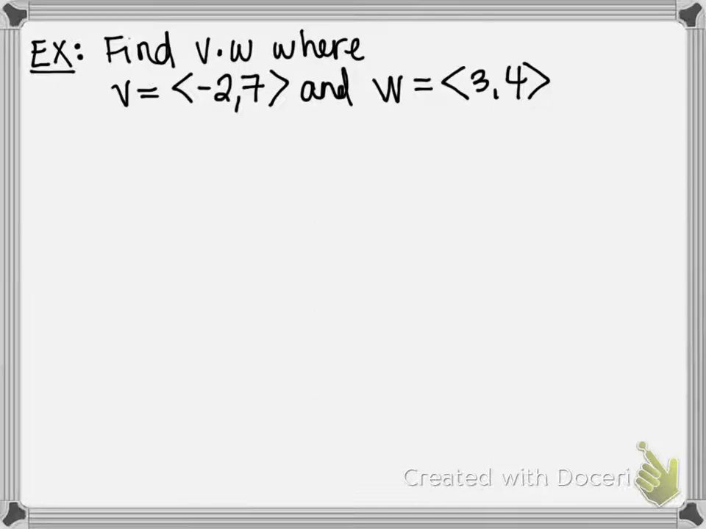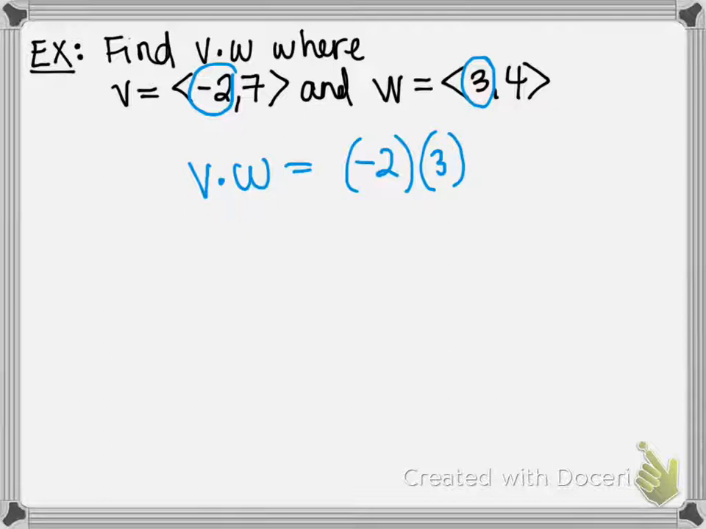So the product of the x's, I'm going to grab my -2 and my 3, and I'm going to say v times w equals -2 times 3, and then I'm going to add the product of the y's, which is 7 times 4. So I'm going to put 7 times 4.